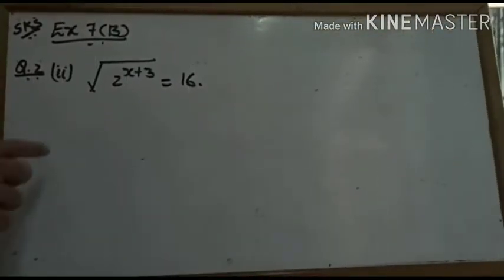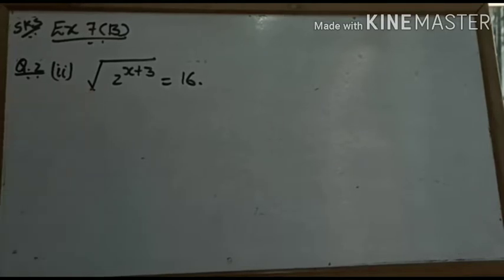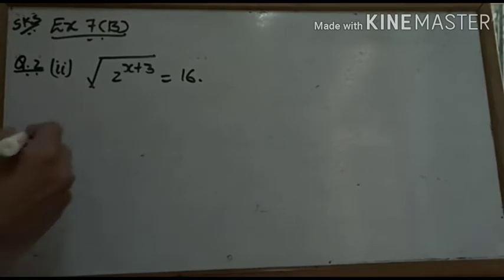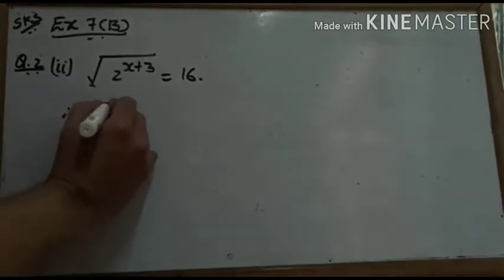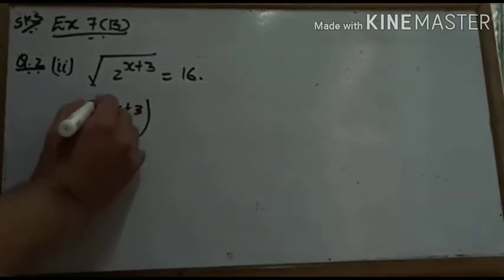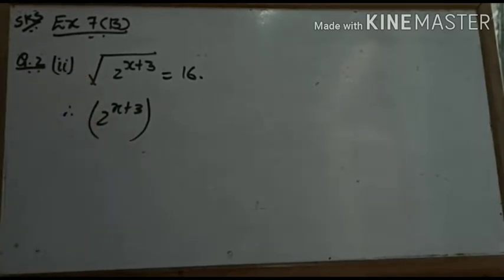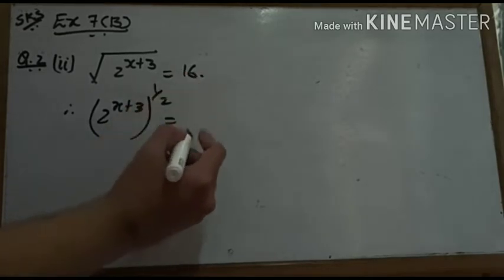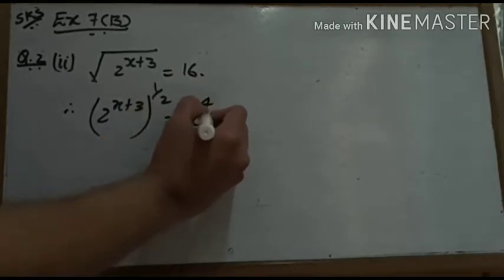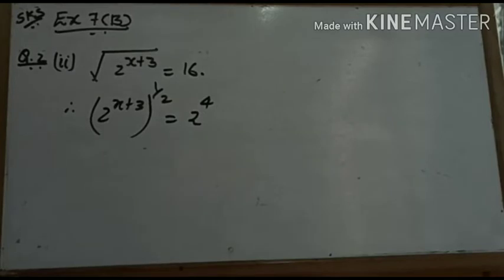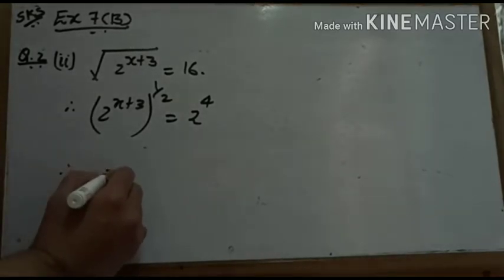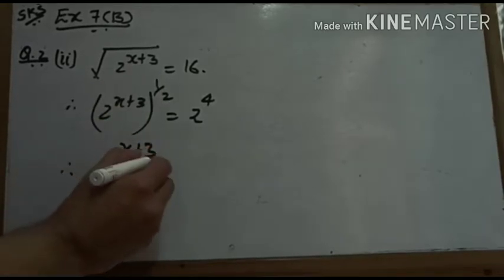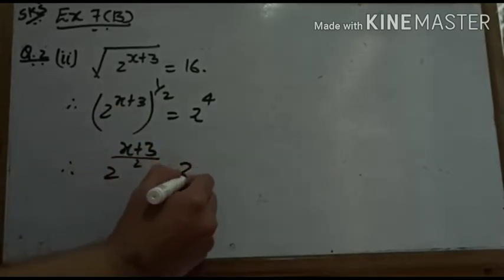In the previous video we learned how to convert the square root sign or nth root of a number in the form of an index. So square root of a number in the form of index can be written as raised to half. So I am removing this square root sign and I am writing raised to half. Both mean one and the same thing. And 16 being the fourth power of 2, I can write it as 2 raised to 4. Now what happens here is 2 raised to x plus 3, x plus 3 into 1 is x plus 3 divided by 2, is equal to 2 raised to 4.